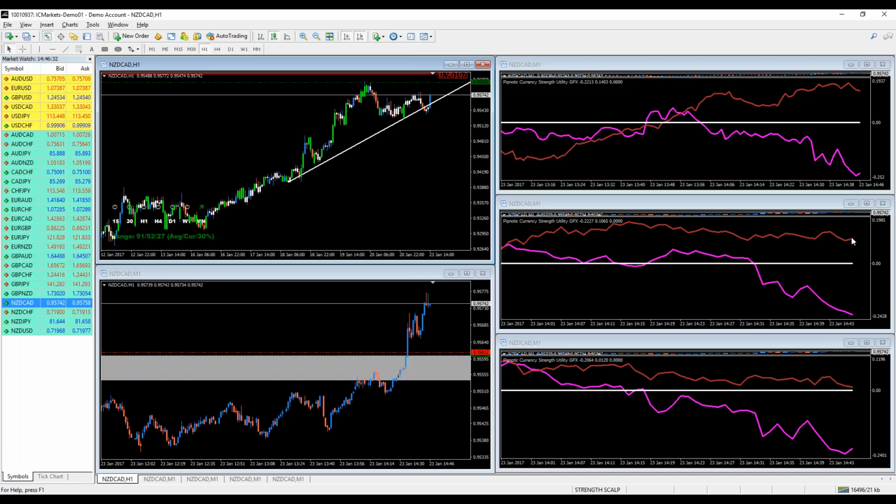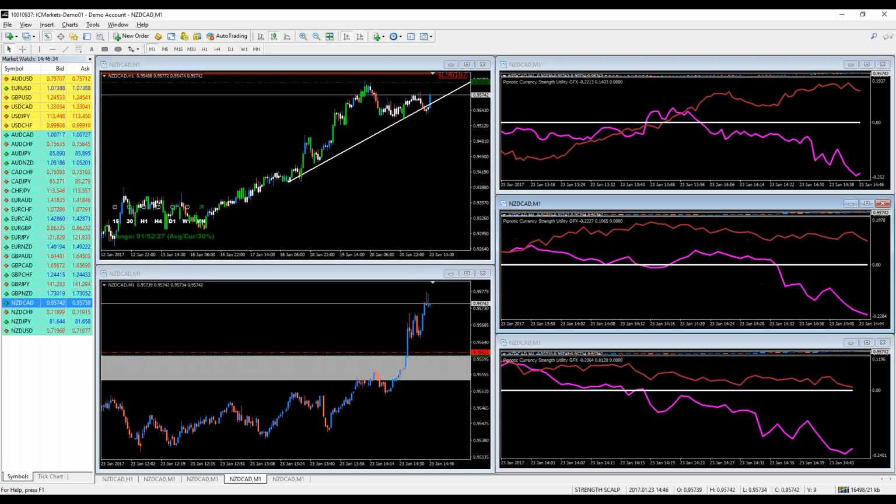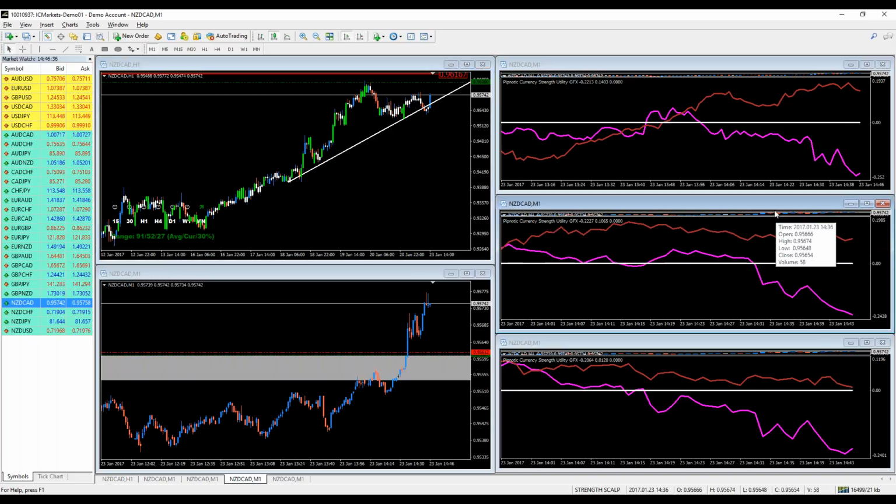Come on, come on, come on. I wish I had a little handle I could grab and pull it up and affect the entire market. That's in the next version.